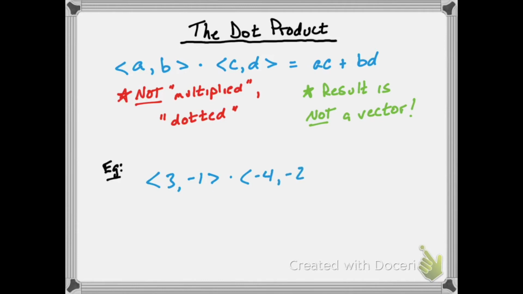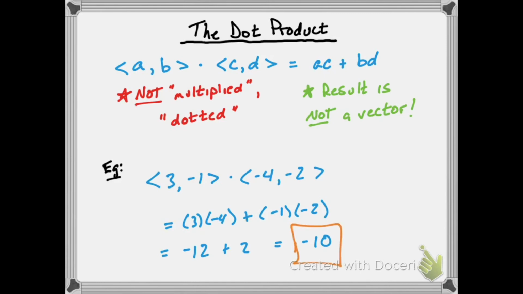For instance, if we dotted the vector 3, -1 with the vector -4, -2, we would have 3 times -4 plus -1 times -2, which would lead us to -12 plus 2, and we'd end up with a dot product of -10. I will point out one more time that our end result is not a vector. It's just a value that tells us a little bit more about the relationship between the two vectors.